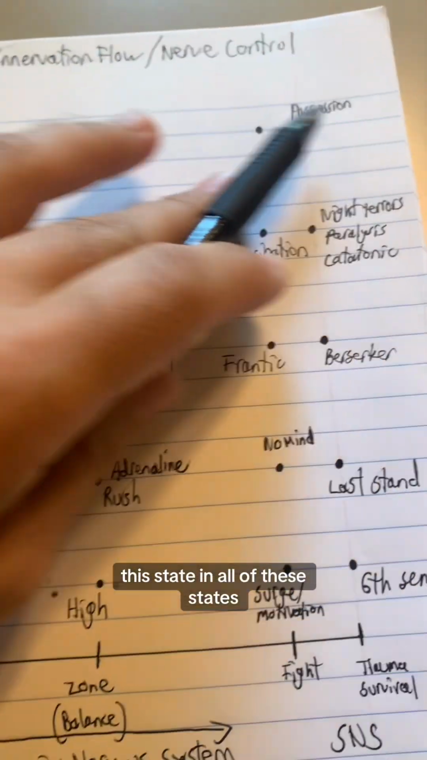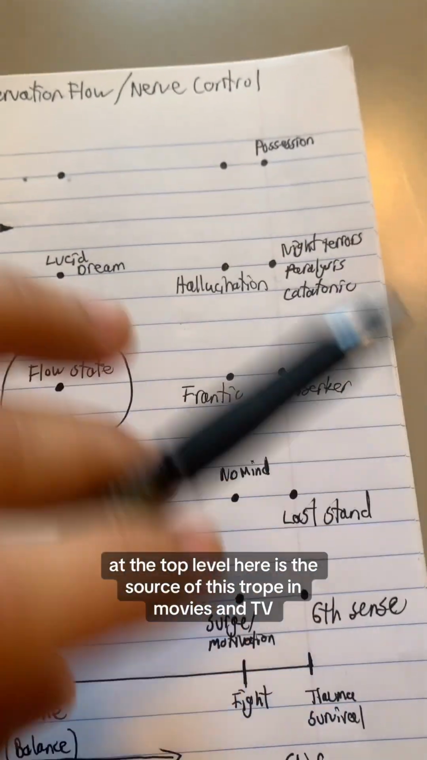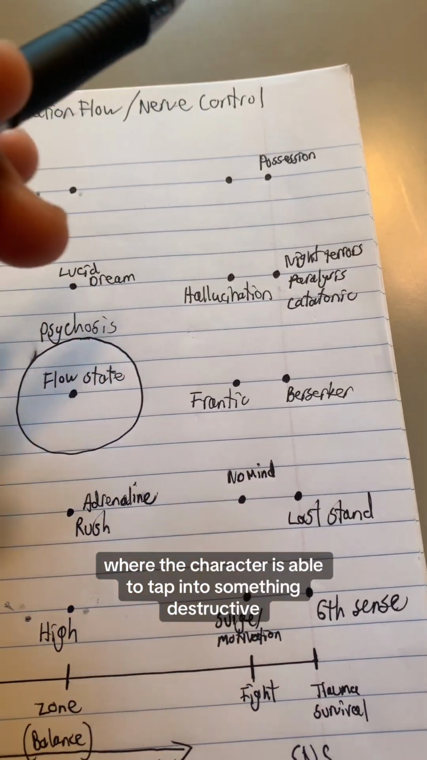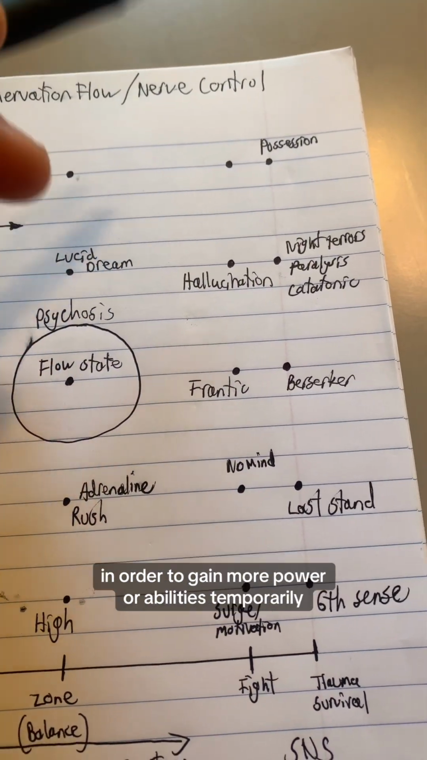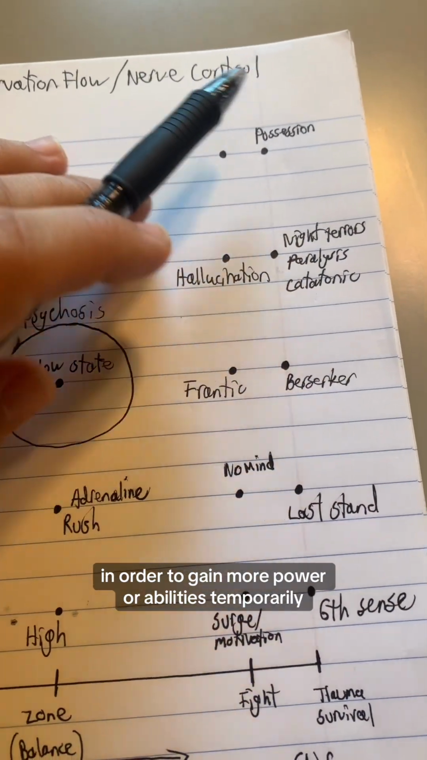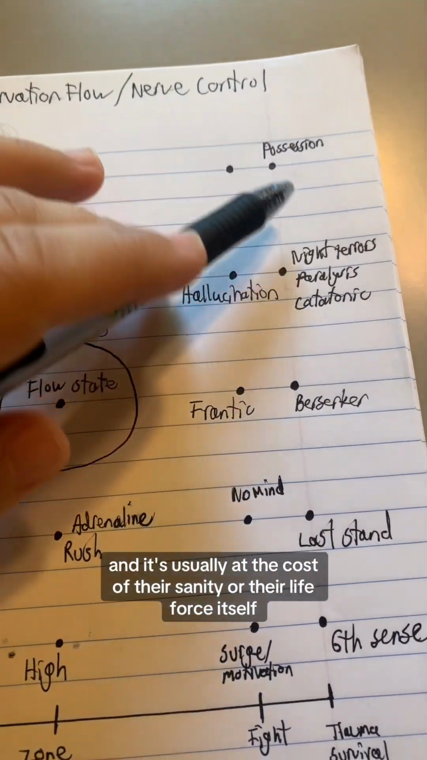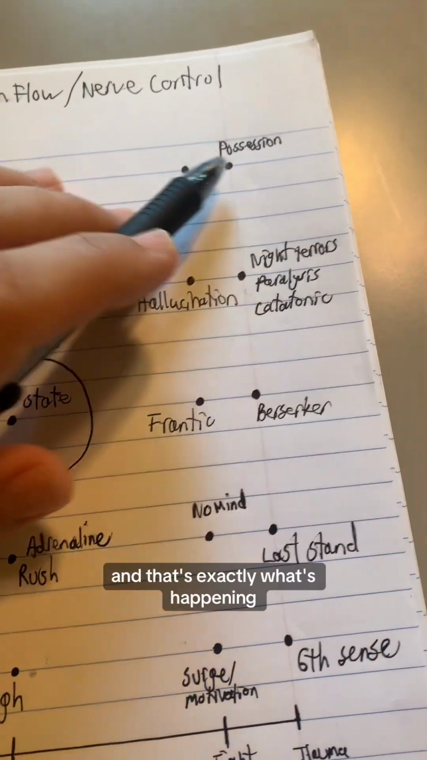This state, and all of these states at the top level here, is the source of this trope in movies and TV where the character is able to tap into something destructive in order to gain more power or abilities temporarily. And it's usually at the cost of their sanity or their life force itself. And that's exactly what's happening.